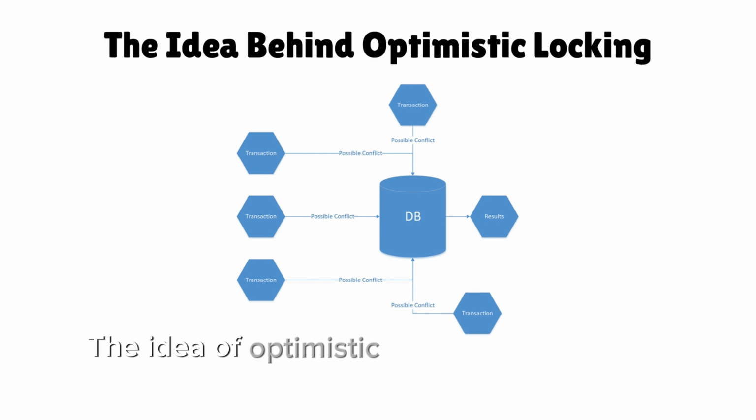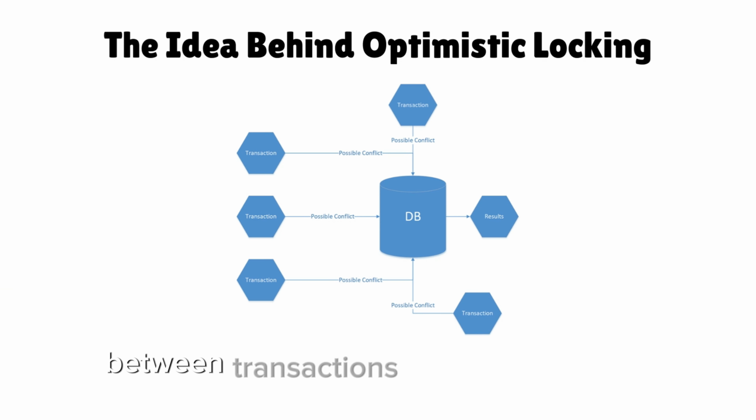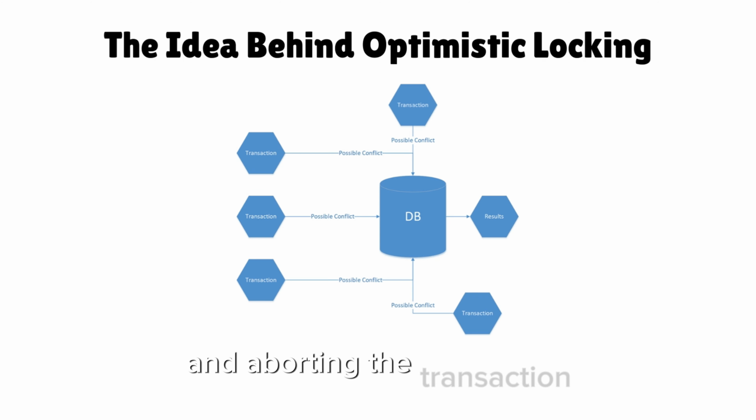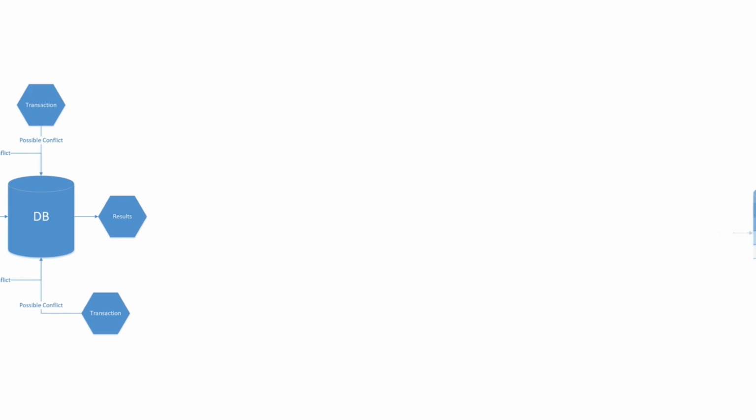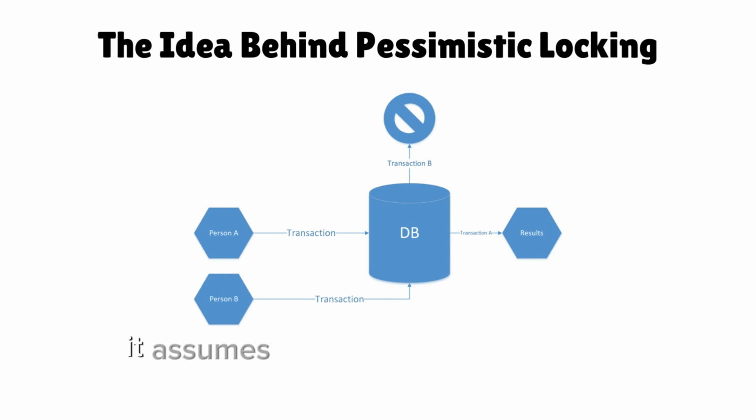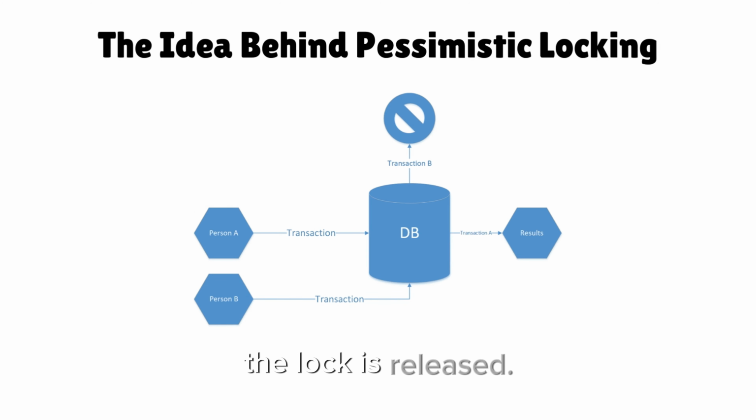The idea of optimistic locking is to prevent conflicts between transactions by detecting them and aborting the transaction if they are detected. This type of locking is called optimistic because developers are being optimistic by assuming that the chance of conflict between a transaction A and a transaction B is very low. This type of locking works best when there are many records and relatively few users. The idea of pessimistic locking is that it assumes that conflicts are going to happen and prevents them by locking the data immediately, typically when the data is read. Other transactions must then wait until the lock is released.